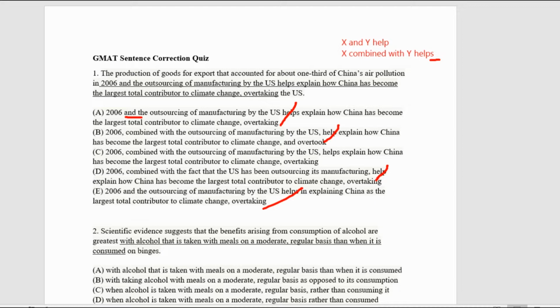Here we can see "and overtook" in the B option. Pay attention to this sentence. "Has become and overtook." Isn't it strange? "That accounted for", maybe you can say "accounted for and overtook." Maybe they are parallel structures. So the production accounted for and the production overtook the US? No, wrong. We should refer to China. China has become by overtaking. How? By overtaking. There should be the participle clause. How has it become the largest total contributor? By overtaking the US. Okay? So, I think this question is clear.